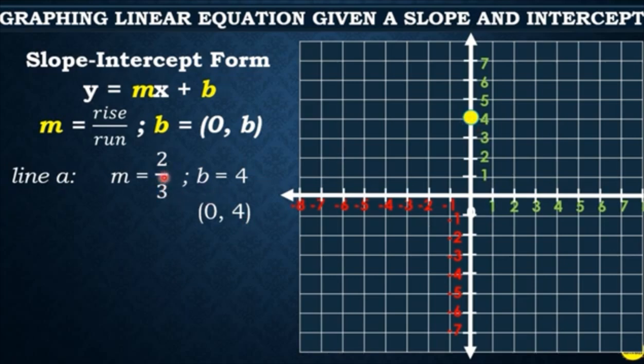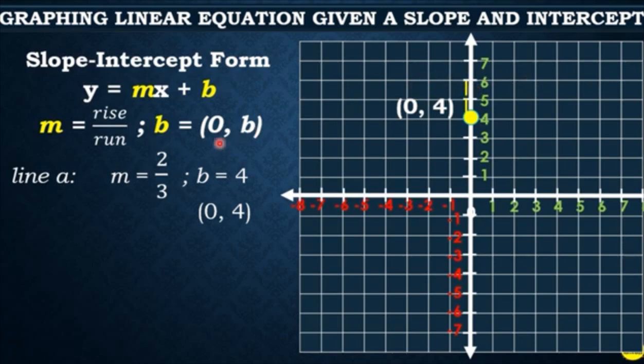Dito na tayo sa slope. So again, this is your rise, this is your run. So since 2 ang ating rise, we will be moving up. 1, 2. Okay? We moved up twice. And then yung run natin ay 3. Now, the question is, saan tayo pupunta pag nag-run tayo? Are we moving to the right or to the left?